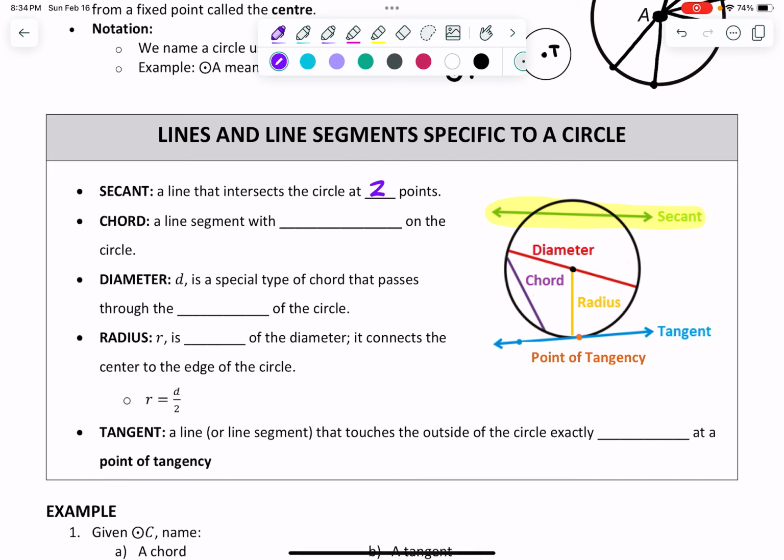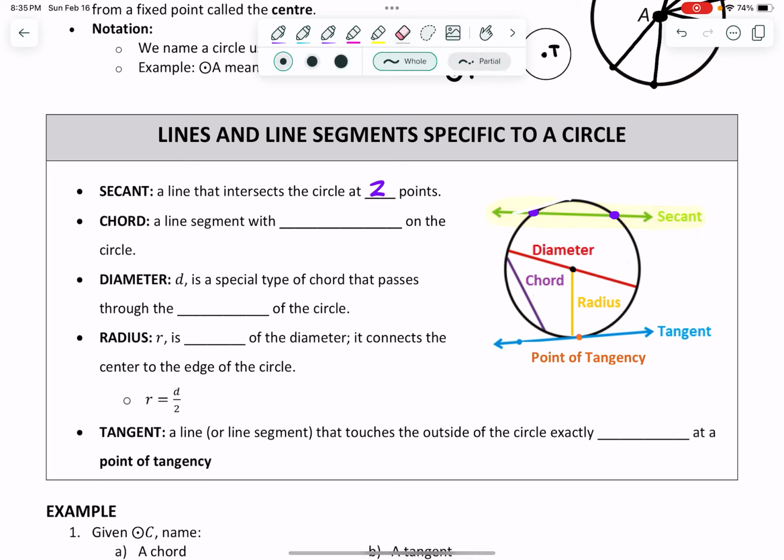So I can see this line here. It goes on forever in both directions. I can see that because there are arrowheads. But when I see that line, I can see that it goes through the circle exactly twice. So there's 2 points in which that happens.